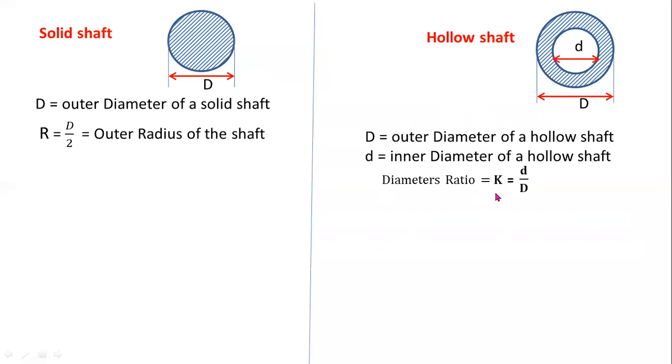Here K is the diameters ratio. K equal to inner diameter divided by outer diameter of the hollow shaft. This K value is very important for solving the hollow shaft problems.